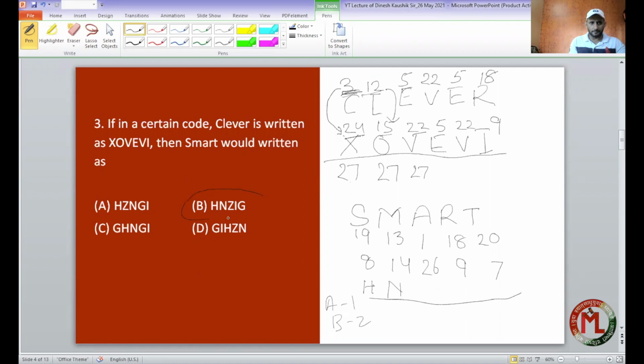Option B is the only option which is starting with HN. So directly in the exam you mark it. Fine. B is the right answer. Otherwise, if you want to write it completely, then it's fine: 9th is I and it is G. HNZIG. But from the first two letters only you can get the answer by looking at the options. I hope it is clear, my dear.